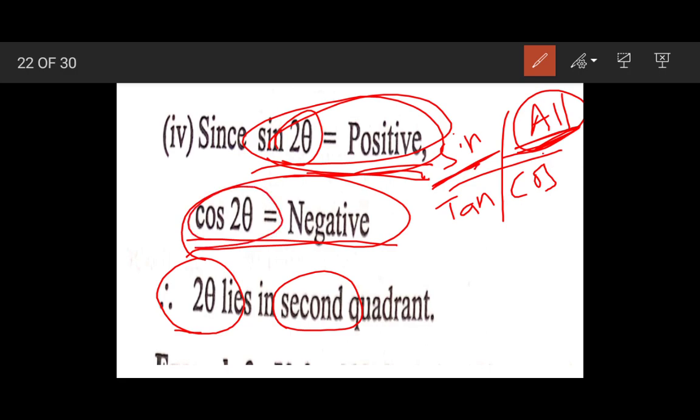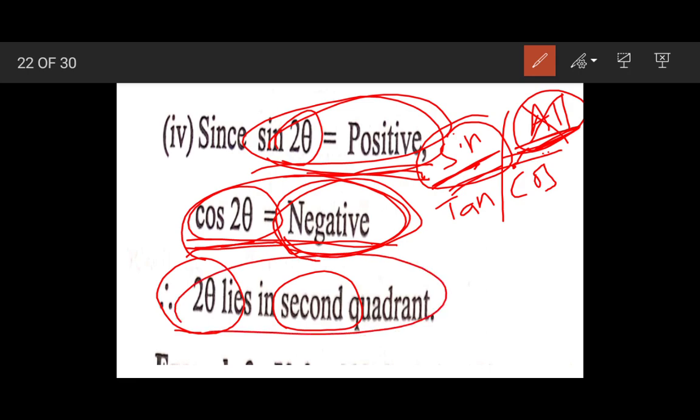But cos 2 theta is negative, so first quadrant is not possible, right? Because in first quadrant all ratios are positive. Here cos is negative, right? If 2 theta is in first quadrant, that means sin and cos both should be positive. But here sin is positive and cos is negative. So that means angle is in second quadrant. In second quadrant only sin is positive and cos negative. Okay. So 2 theta lies in second quadrant.